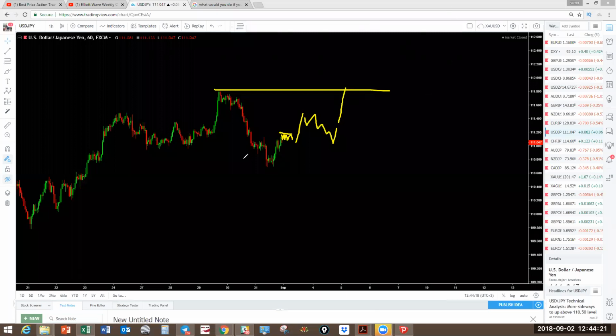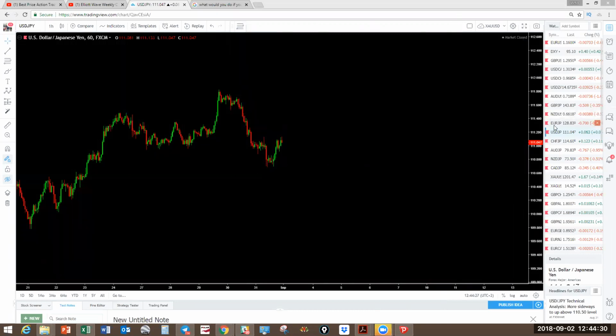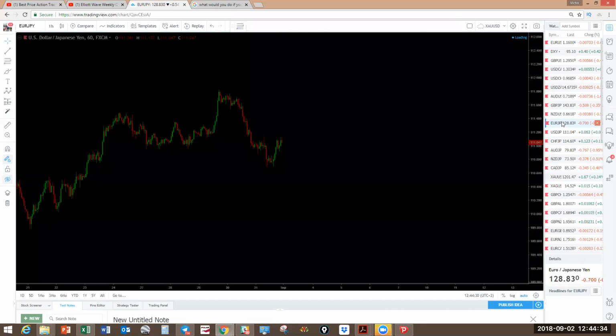We don't really like trading these corrective structures. The type of moves that we want are these pulsing ones. These ones can give you a roller coaster ride of emotions. All right, so that is US dollar JPY, EURJPY.